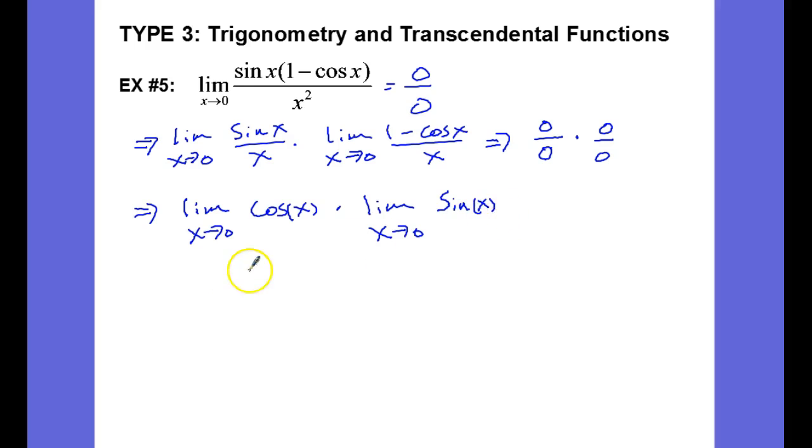And so now I can evaluate these limits directly. Cosine of 0 is 1 times sine of 0 is 0, and 1 times 0 is equal to 0. So that's what this is equal to.